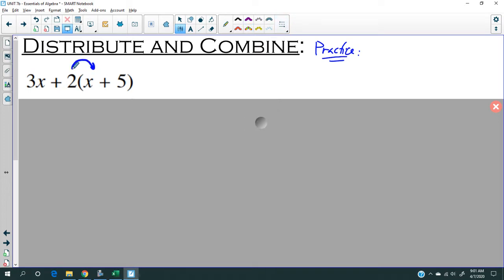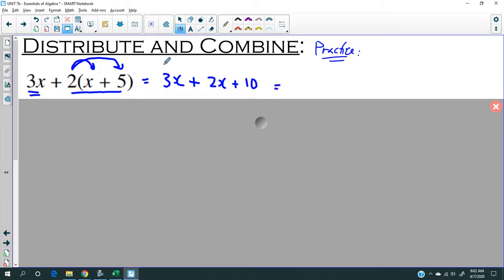All right, we distribute this here. So what does that mean? Rewrite everything. So 2 times x is 2x, plus 2 times 5 is 10. See that? Only this changed so far. 2 times in parentheses x plus 5 becomes 2x plus 10. I'm just putting the 3x back in the front.